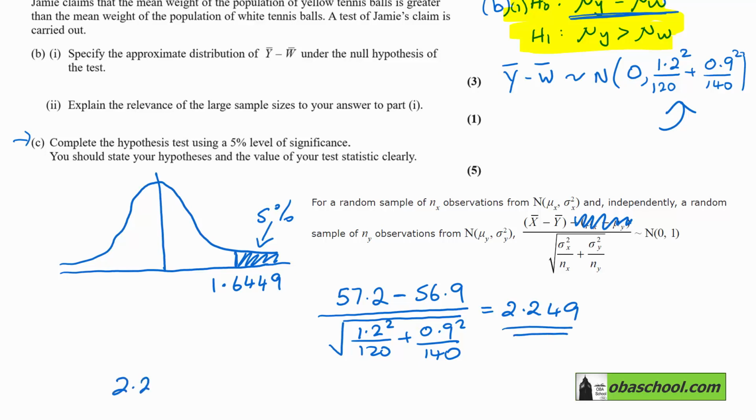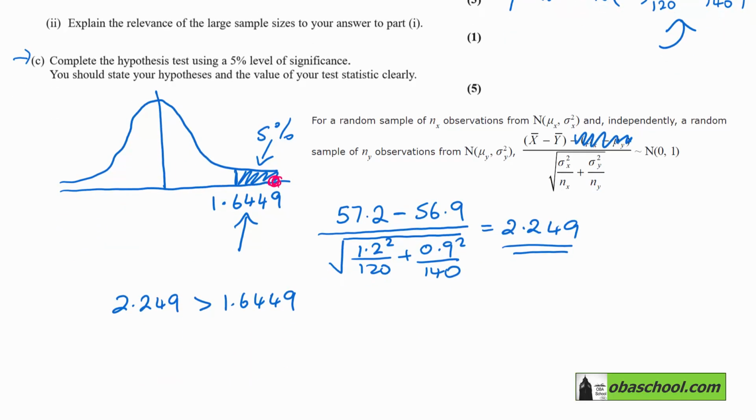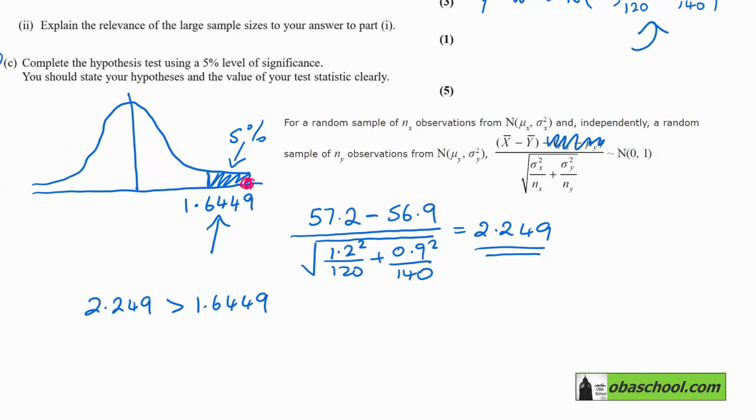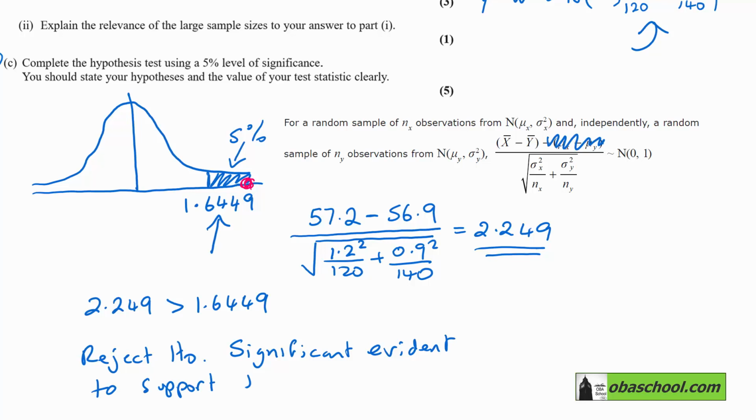And we can see that 2.249 is greater than the Z value from here, 1.6449, which would put that value up here somewhere, so well and truly in the critical region. And so we can make a statement that we would reject H0 and we would say there is significant evidence to support Jamie's claim.